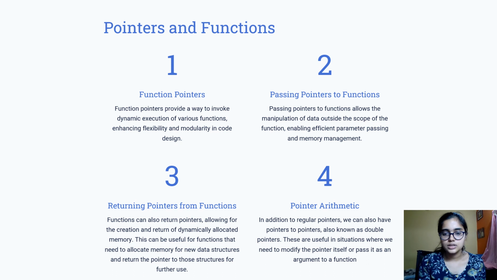Fourth is pointer arithmetic. In addition to regular pointers, we can also have pointers to pointers, also known as double pointers. These are useful in situations where we need to modify the pointer itself or pass it as an argument to a function.